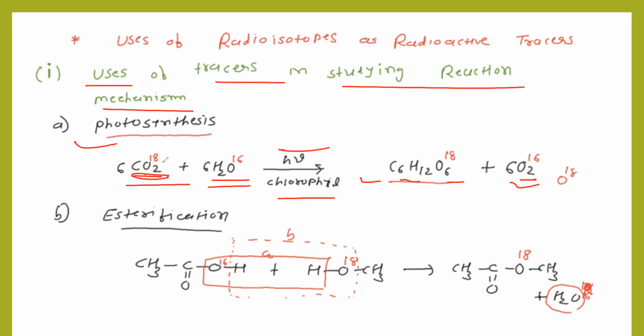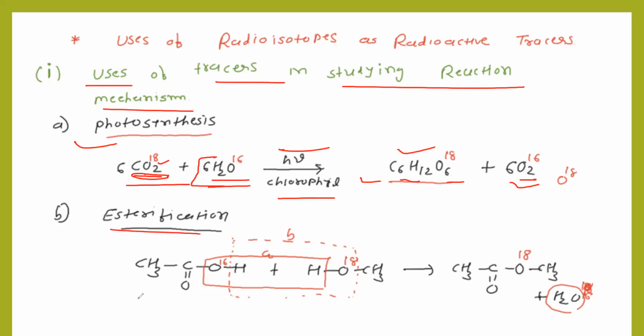So CO2, where oxygen's mass is 18, and normal water, where oxygen mass 16 is taken. After the reaction in glucose, if we have excess oxygen of 18 mass, then we will say that this oxygen comes from carbon dioxide. Okay, so in this way we can trace the reaction mechanism.